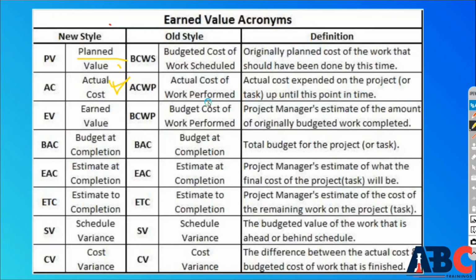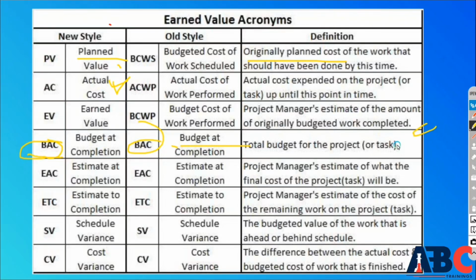So that cost means budgeted cost of work performed. After that comes your budget at completion, BAC. So this is represented by BAC. In this, budget at completion means the total budget of the project, the total cost of the project.